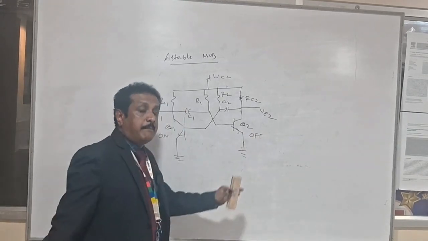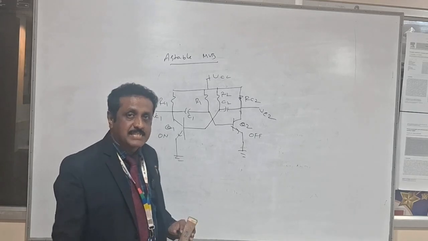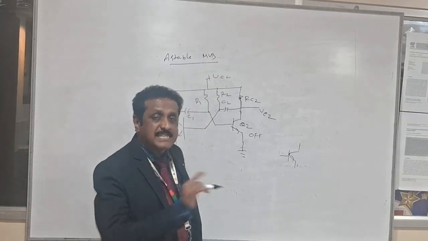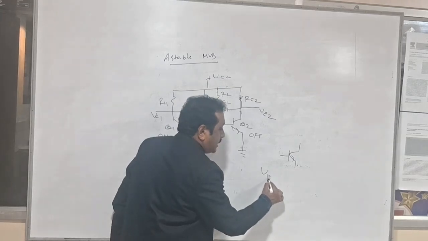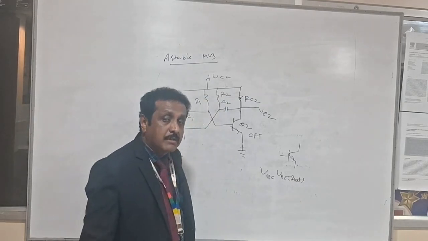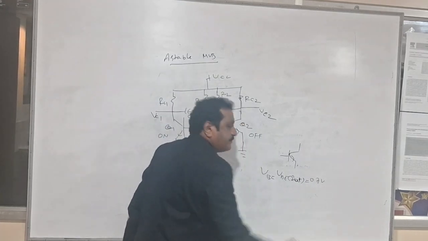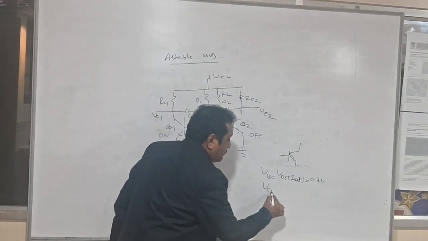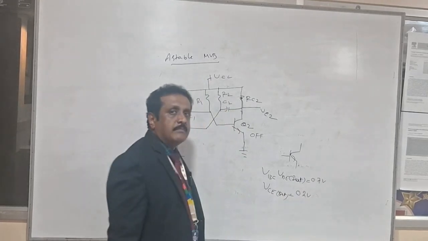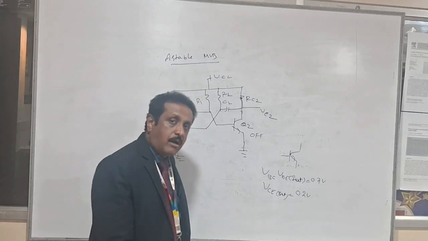Before coming to this working, we must know the voltage levels of on and off of a transistor. If a transistor is on, it must be placed in the saturation region, so the base voltage is equal to VBE saturation when the transistor is in on state. That VBE saturation is nothing but 0.7 volt. Same thing, your collector voltage will be equal to VCE saturation, which is 0.2 volt. These two are the voltage levels at base and collector when the transistor is in saturation or on state.